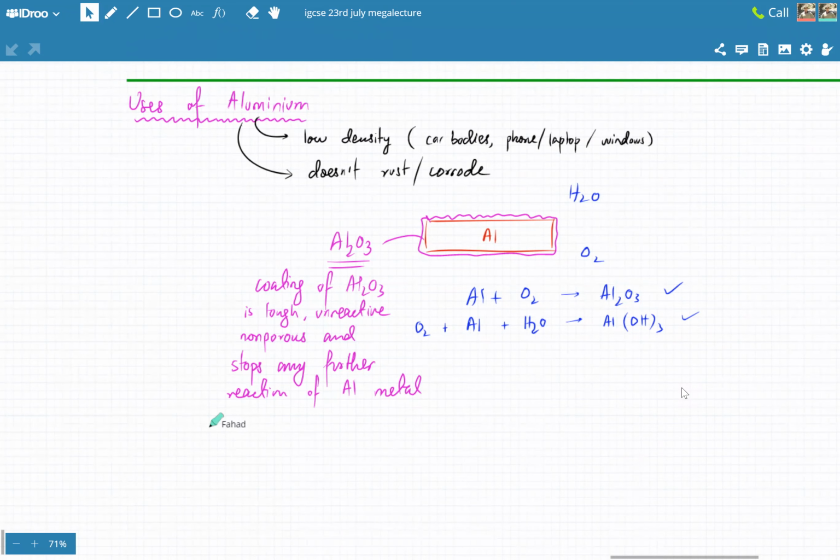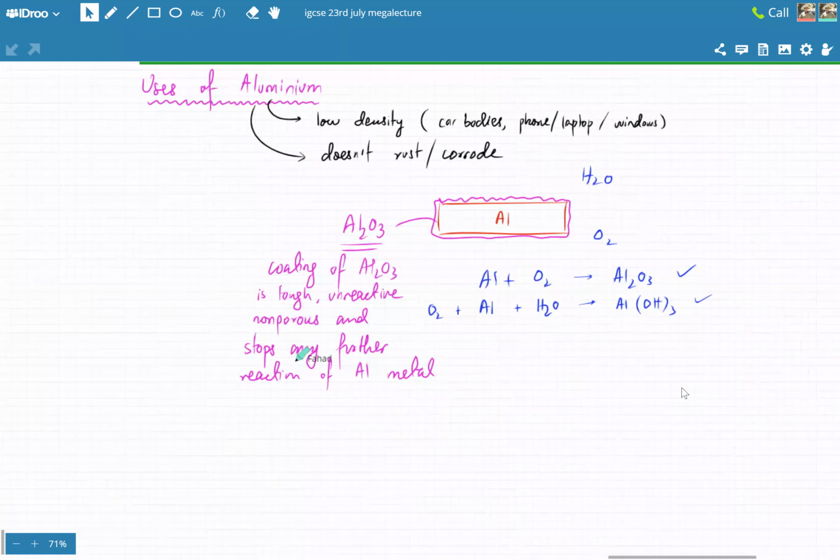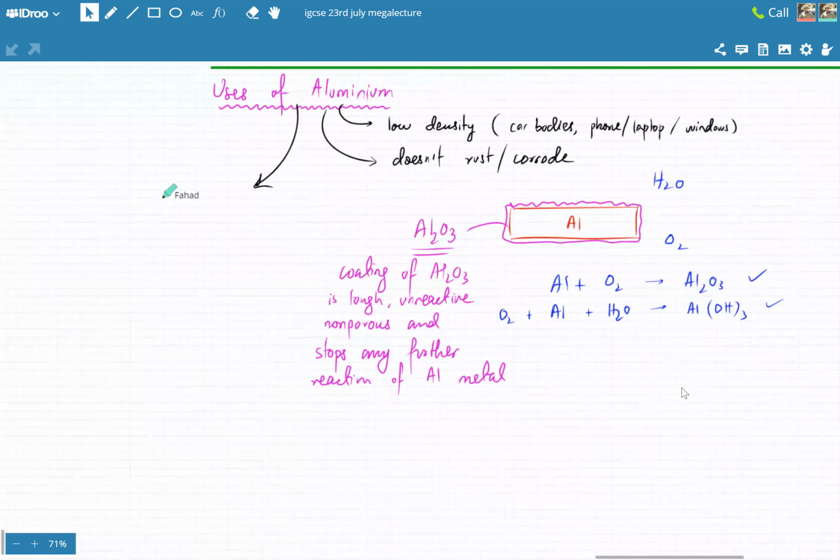So now based on this, there's several uses of aluminium. अच्छा, एक तीसरा तो डिस्कस ही नहीं किया. दो तो हो गए, low density, doesn't rust. Third one is it's an excellent conductor of electricity. It's one of the metals that is one of the best conductors of electricity. So very good conductor of both things, heat and electricity.